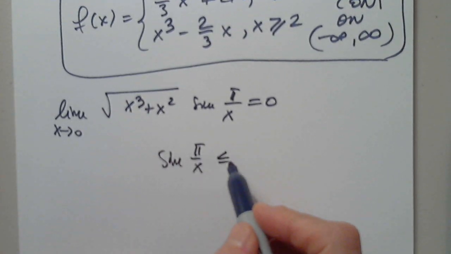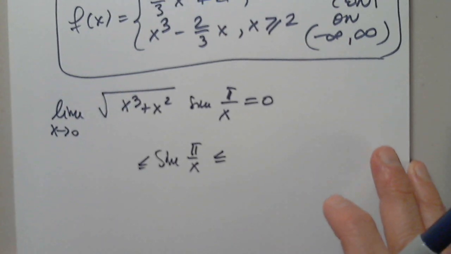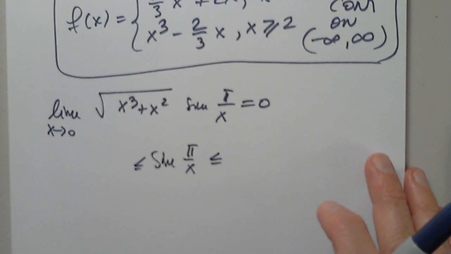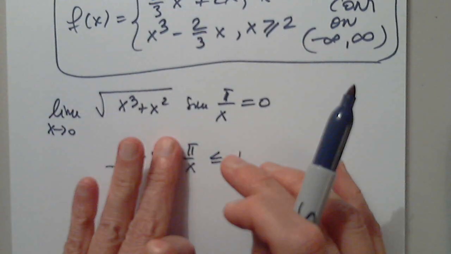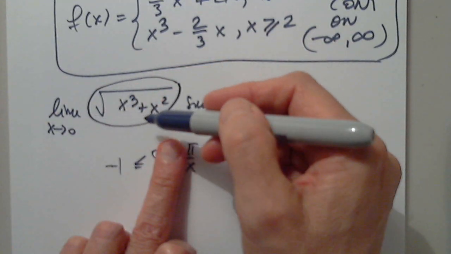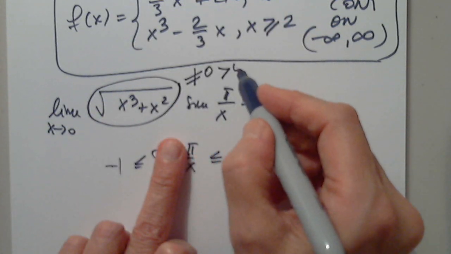Sine pi over x is bounded. We know that. Bounded from below and bounded from above. By what? By 1 and -1. Perfect, indeed. So I have this piece. I built this piece in here. All I have to do is multiply all three sides by this quantity, as long as this quantity is not 0 and it's positive.